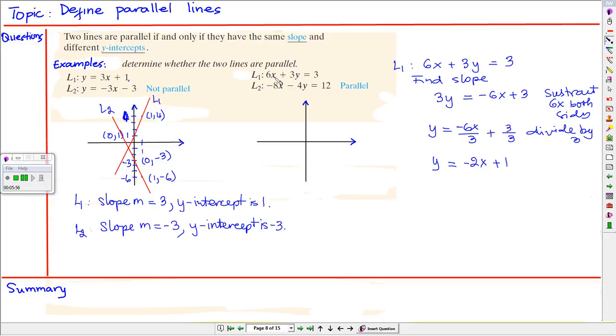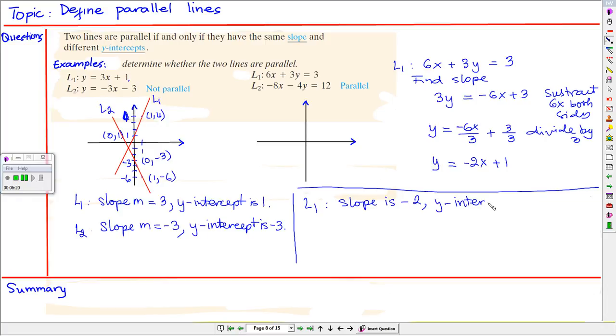So here we can say that for line 1, the slope is negative 2 and the y-intercept is 1. Now we are going to repeat the same process to find the slope and the y-intercept for line 2.